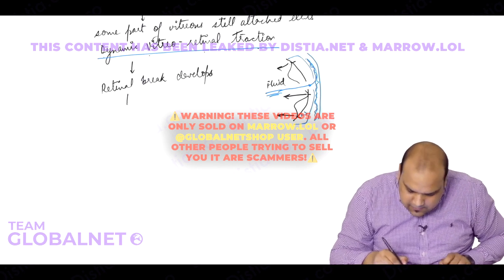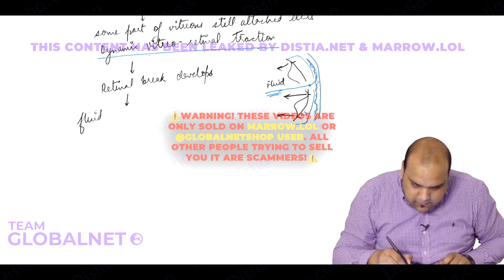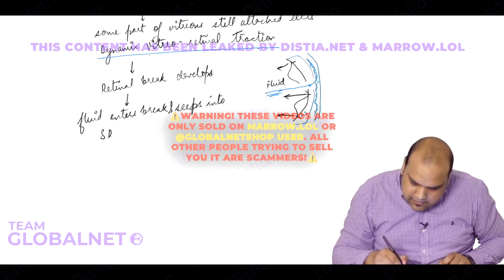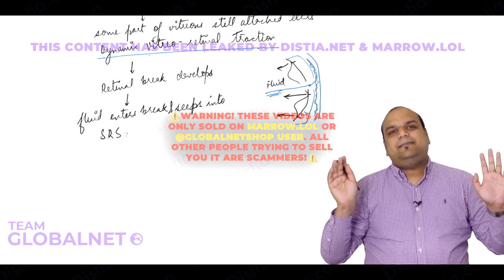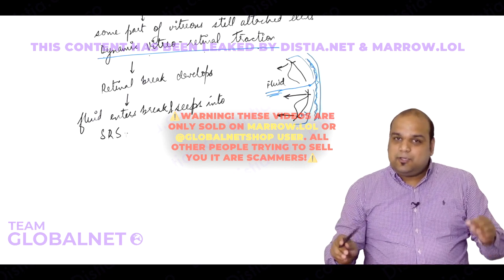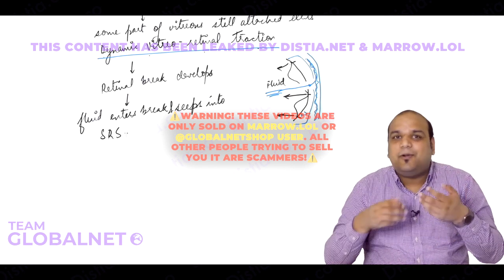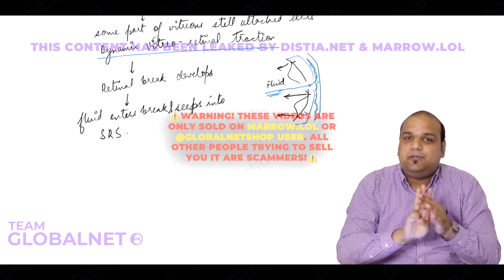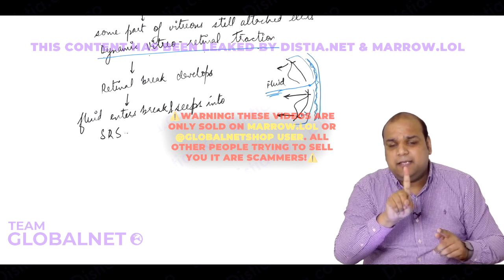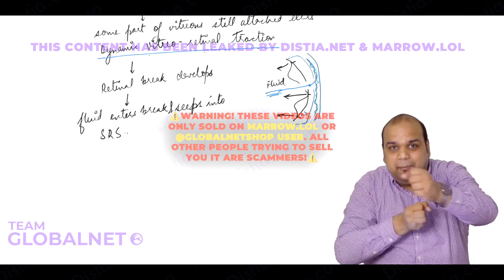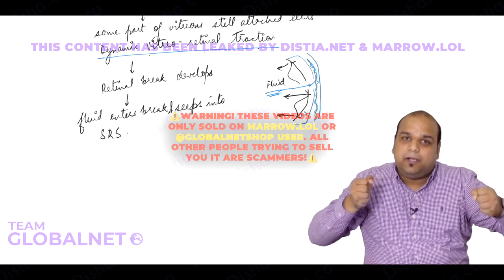Yes. So, fluid enters the break and seeps into the subretinal space. Am I absolutely clear? Yes. So, the break has to develop for the fluid to go inside. The only fundamental is how does the break develop? Because of 3 words which you need to remember. Number 1, liquefaction of vitreous, which leads to posterior vitreous detachment. But at certain points, there is dynamic vitreous traction or pull, which leads to development of a break.